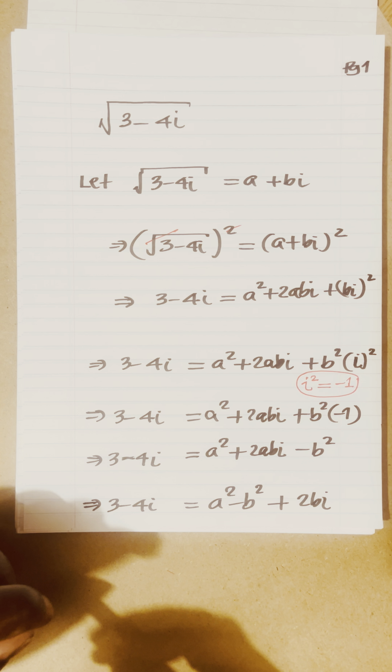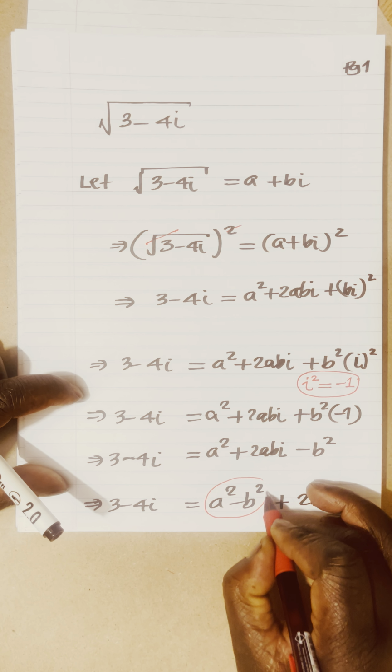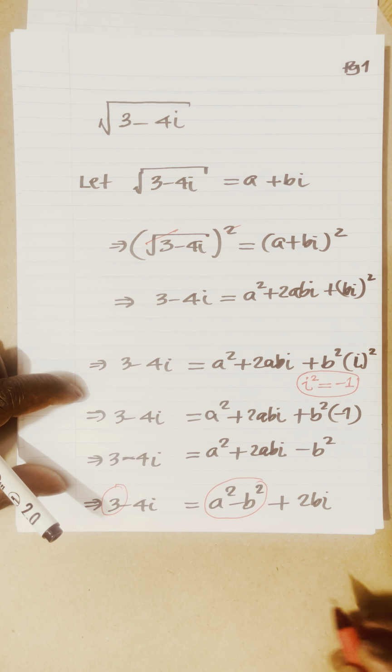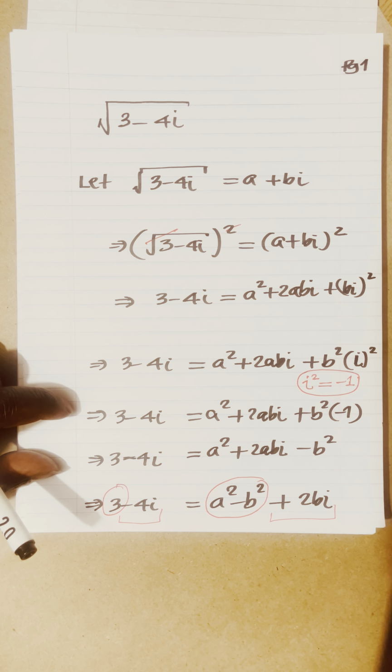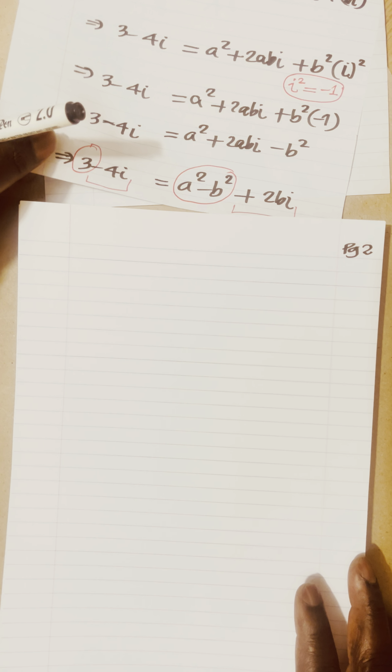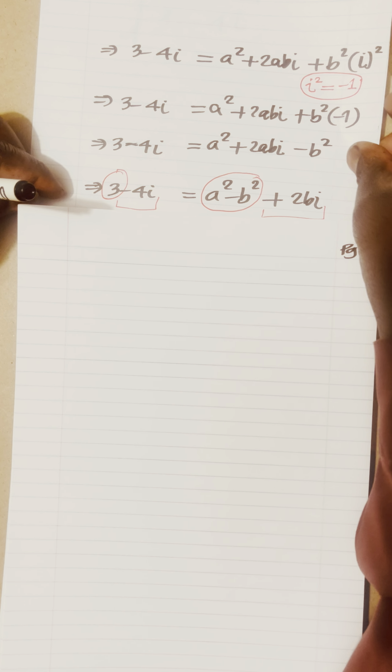And therefore, we are going to say the real part on the right-hand side should be equal to the real part on the left-hand side. And yes, the complex part should be equal to the complex part. So we form two equations as follows.